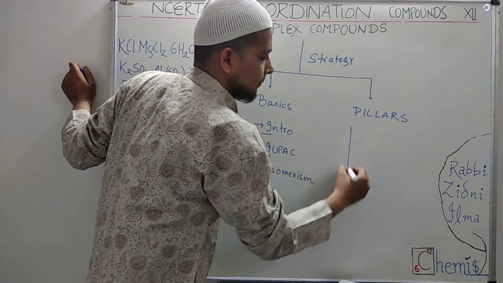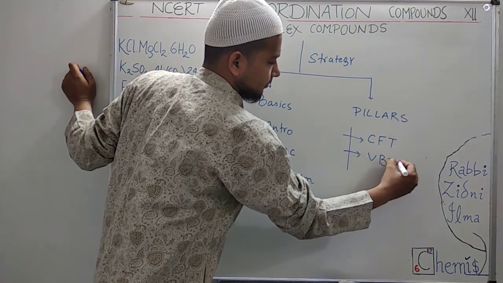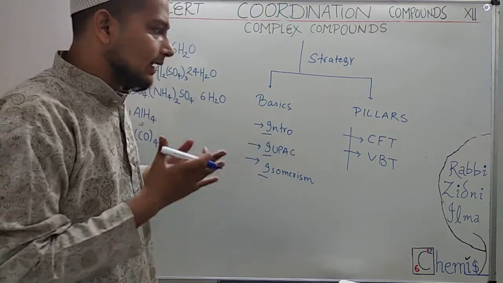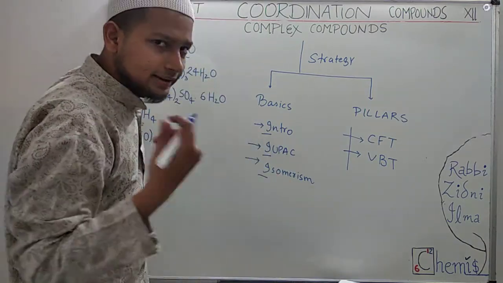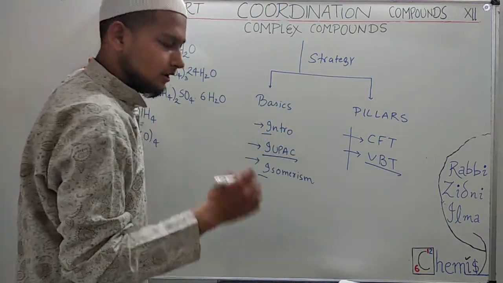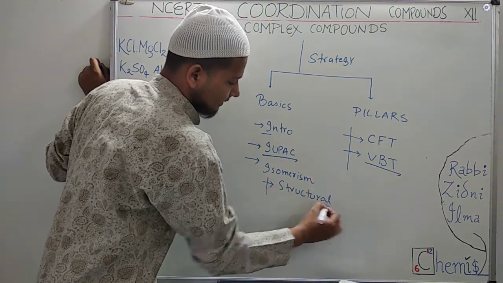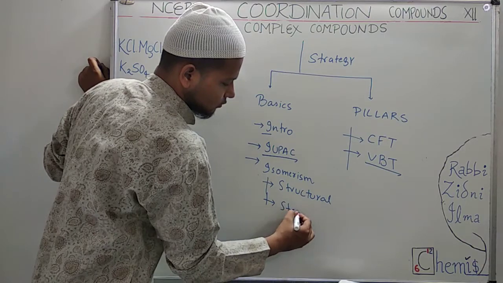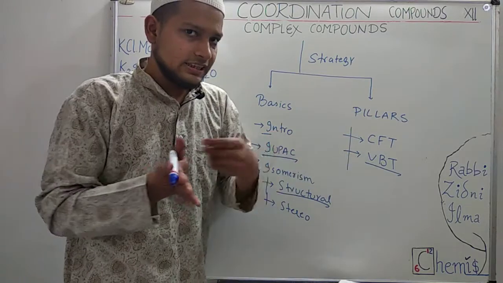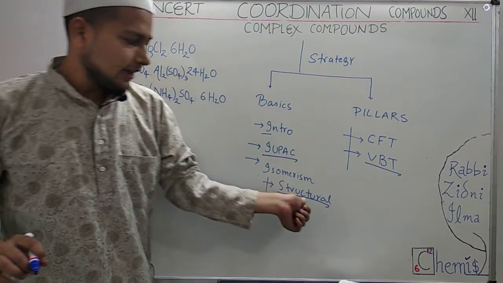Now let's talk about the pillars. For pillars we have CFT and VBT. Now if you do not have a good timetable of study and you want to take a risk, then study VBT from here and IUPAC from here. And in isomerism we have 2 varieties: the structural one and the stereo one. So I suppose you must look for the structural one. So it's a 60-40 chance, but you will survive in your board exam with VBT, IUPAC and structural isomerism.